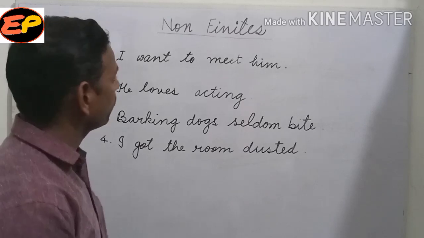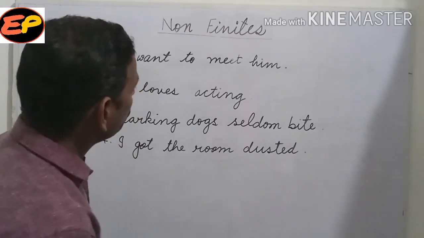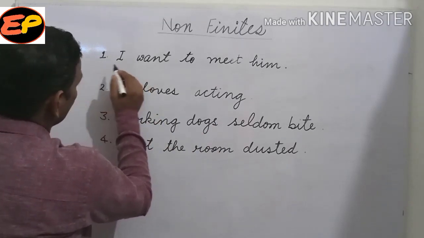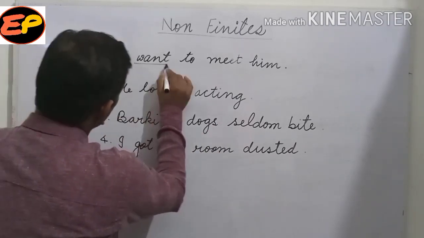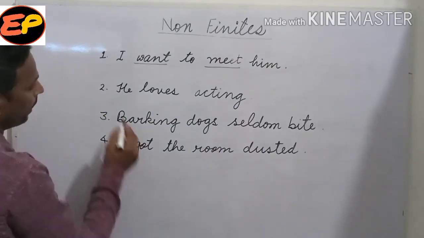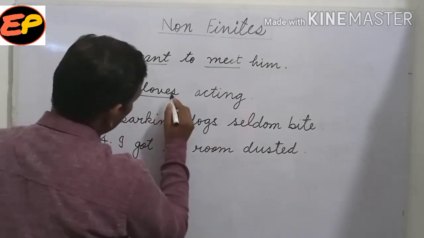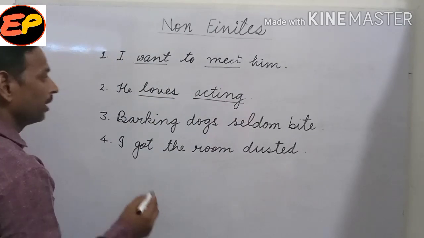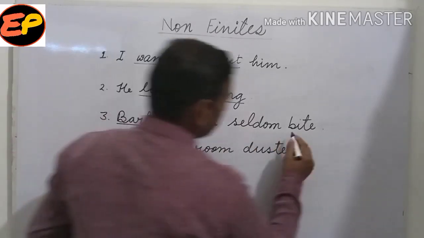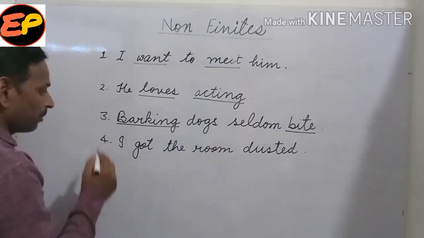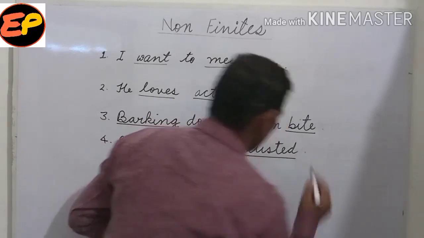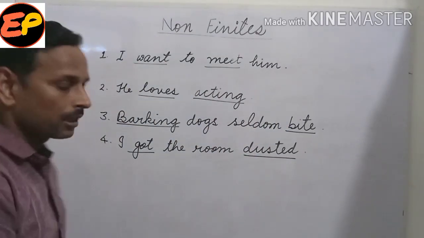In all these four sentences, you can notice there are two verbs used in each of the sentences. For example, in the first sentence, I want is one of the verbs, and the second is meet. In the same way, in the second sentence, he loves acting, loves and acting, there are two verbs. Third sentence, barking dogs seldom bite. So barking is one of the verbs and bite is another verb. Number four, I got the room dusted. Got is one of the verbs and dusted is the second verb used in sentence number four.